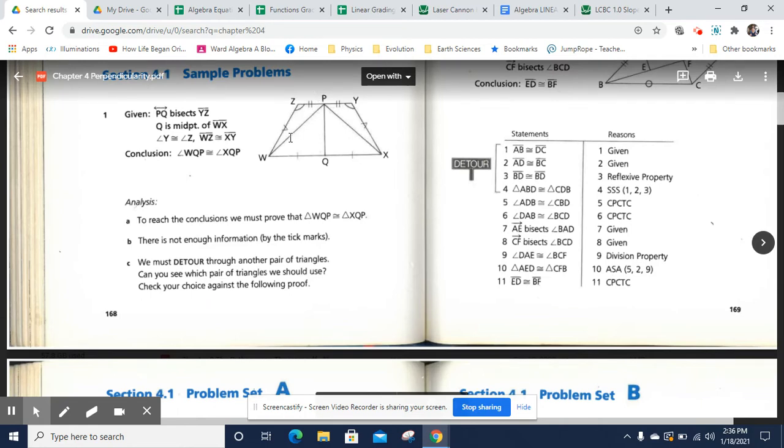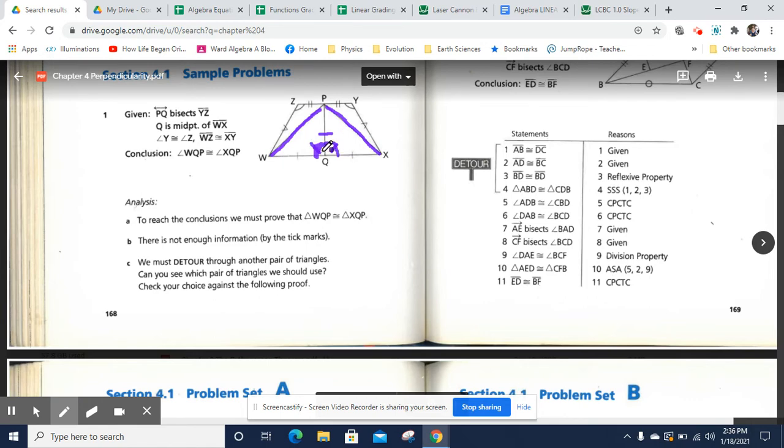We can prove WZP and XYP are congruent because we have side, angle, side available to us. So there we go. Once we've done side, angle, side, we have enough information to then prove by CPCTC that WP and XP are congruent. We know this is congruent to itself, and then we can prove side, side, side, and from side, side, side, we can prove that this angle is congruent to this angle.